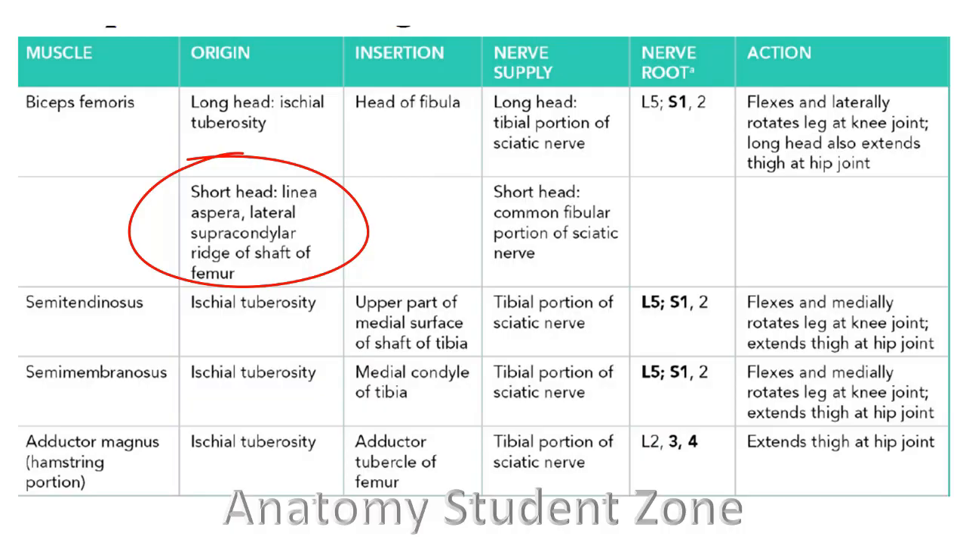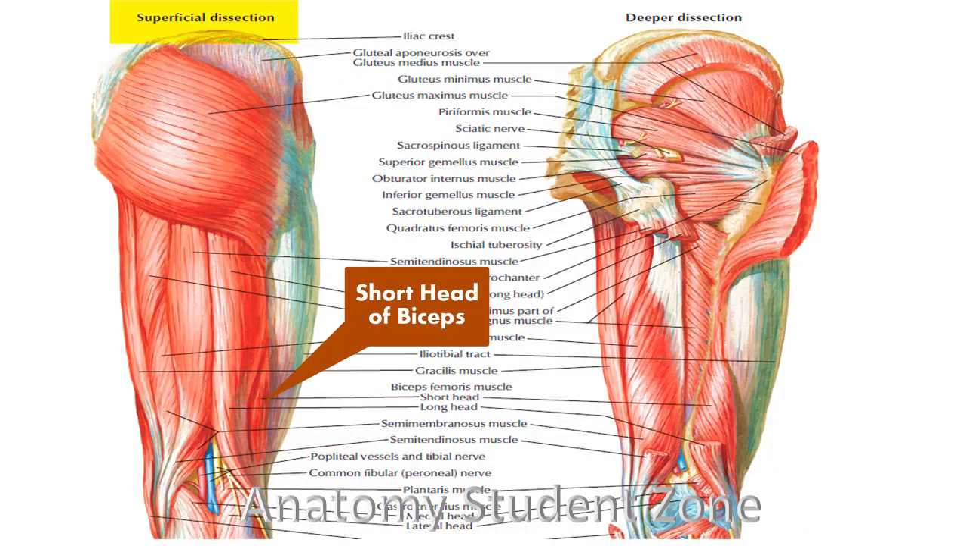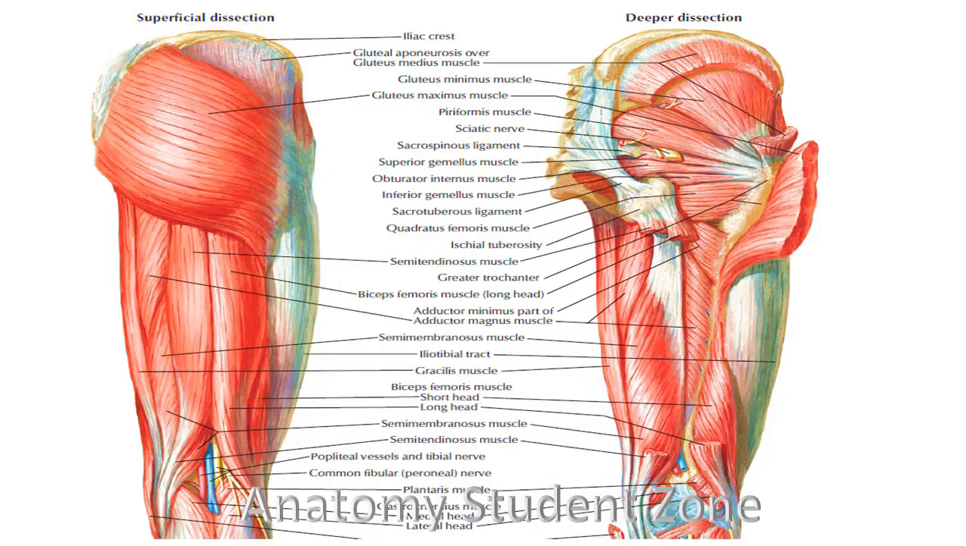For the short head of biceps femoris, you can observe this muscle on superficial dissection as well, but just part of this muscle will be visible, on the lower and lateral side of the thigh. In the upper half of the thigh, on the posterior aspect, you are unable to see the short head of biceps femoris on a superficial or a deep dissection. But on the lower and lateral side of the thigh, on the posterior aspect, on a superficial dissection, you can see part of this muscle. But if you want to see this muscle clearly and completely, you can observe it on deep dissection.